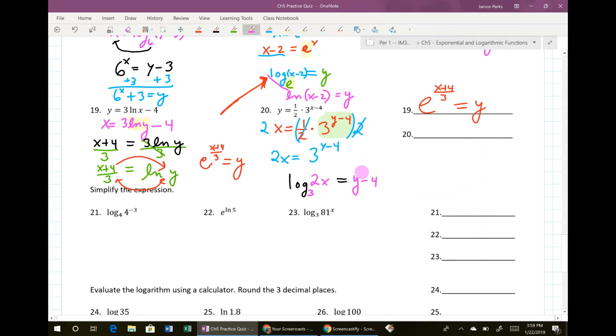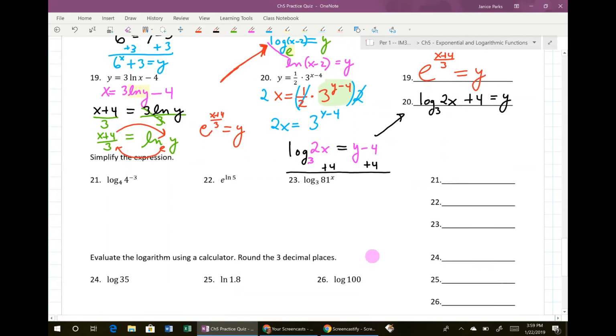I can't have the 4 on the same side as the y because we're solving for y, so we're going to add the 4 over. I'm just going to go ahead and put it in the answer. So you're going to have log base 3, the 3 is a subscript, of 2x. 2x is also on the line. And then plus 4, because remember, we're adding 4 to both sides here. And then that equals y. Those are the inverse functions.